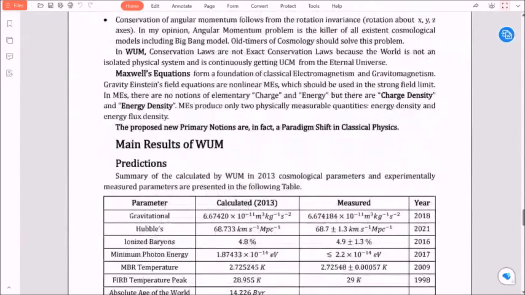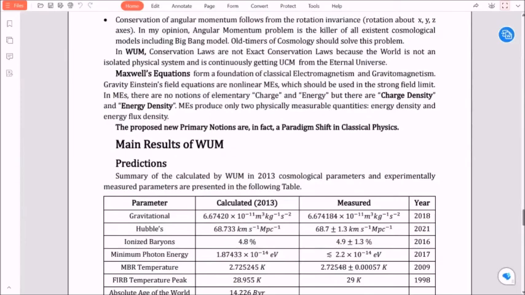Conservation of angular momentum follows from the rotation invariance about the XYZ axes. In my opinion, the angular momentum problem is the killer of all existing cosmological models, including the Big Bang model. Old timers of cosmology should solve this problem.